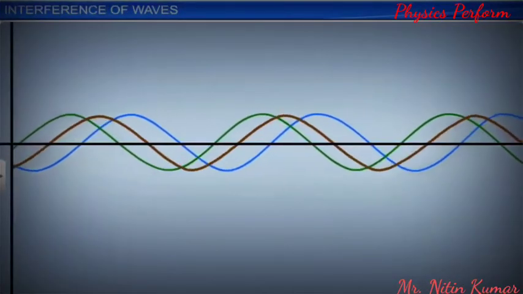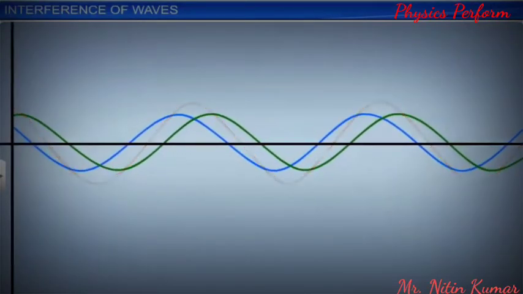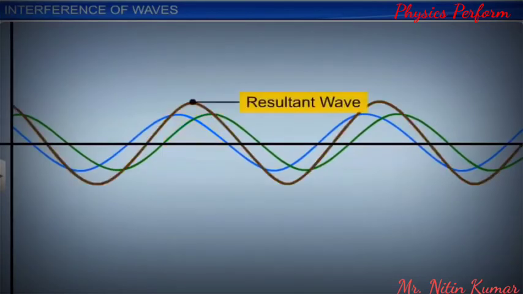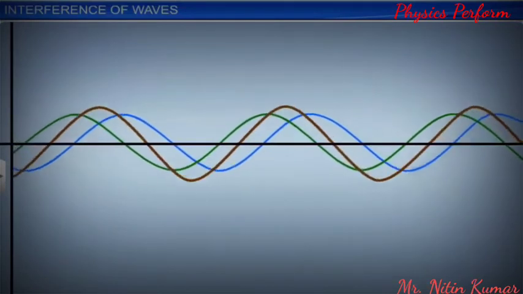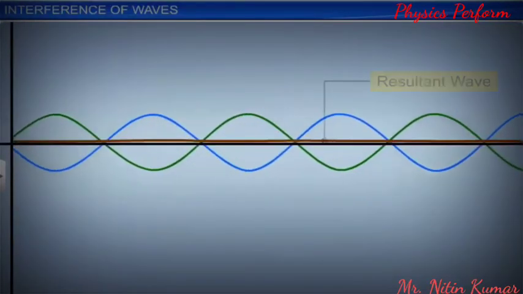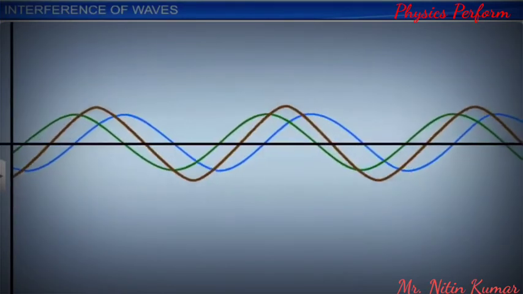Interference is a phenomenon exhibited by all types of waves. When identical waves from two sources overlap at a point in space, the resultant wave intensity at that point can be greater or less than the intensity of either of the two waves. This phenomenon is called interference.